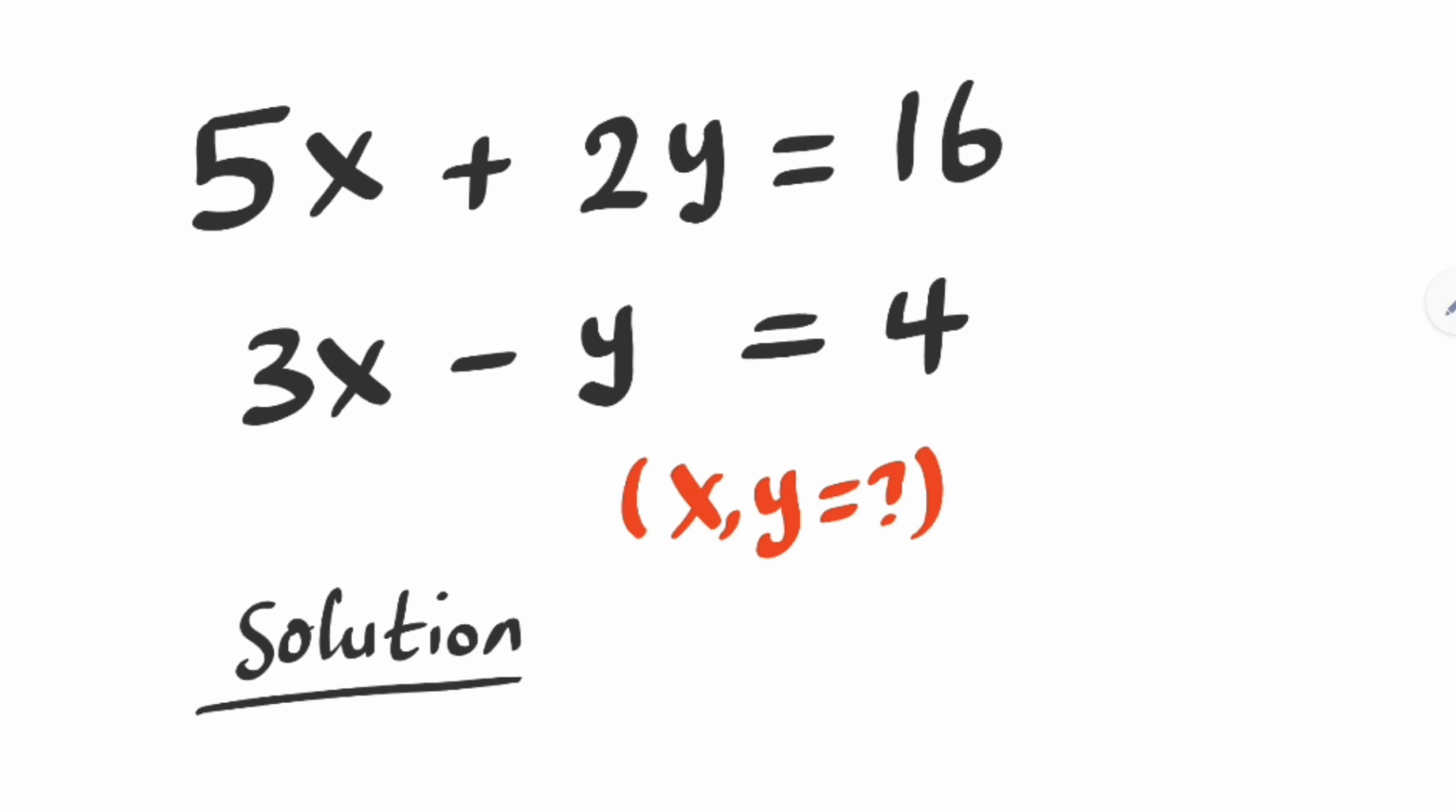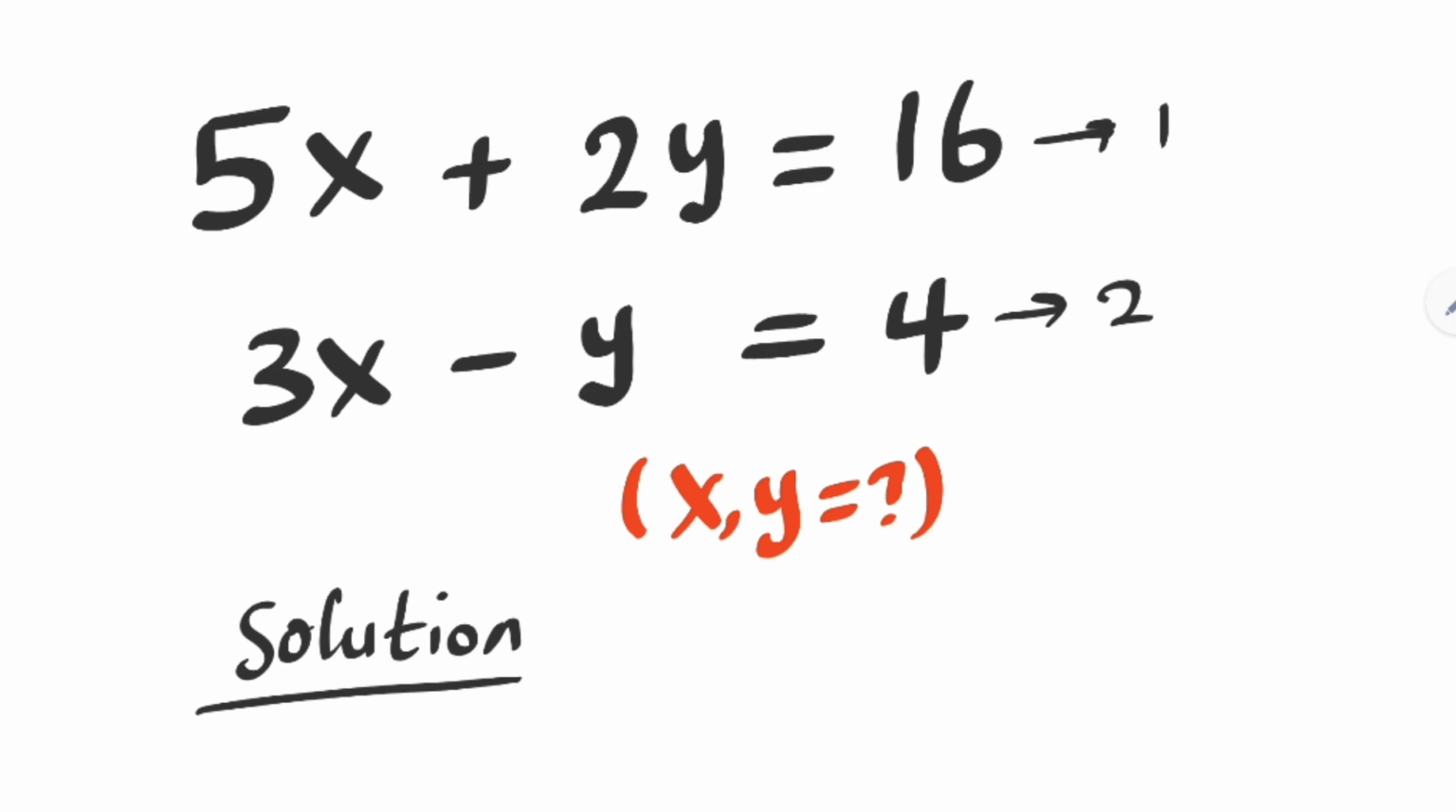We have the given equation 5x plus 2y is equal to 16. Let us call this equation 1, and 3x minus y is equal to 4. Let us call this equation 2.